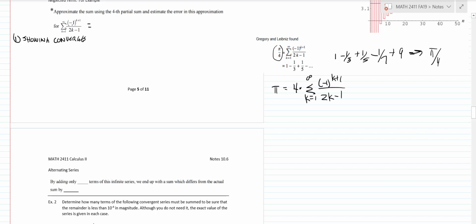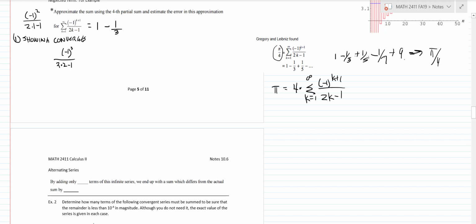For the first term, if you let k equal 1, you can do a lot of this in your head. If k is 1, you would have negative 1 to the second over 2 times 1 minus 1. So that's 1 over 1. Then if you go to k equals 2, that would be negative 1 to the third over 2 times 2 minus 1. A lot of this you can do in your head, or you can write out the work. So this would be negative, and that would be 1 over 3, and so forth.